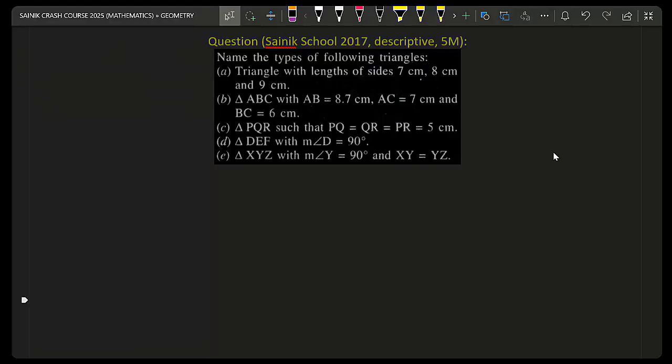Which type is it? Sir, scalene. Very good. Can you explain why scalene? Sir, there were no same sides. No same sides. That means no two sides are equal. It is scalene. So who will answer question B? Sir, scalene.